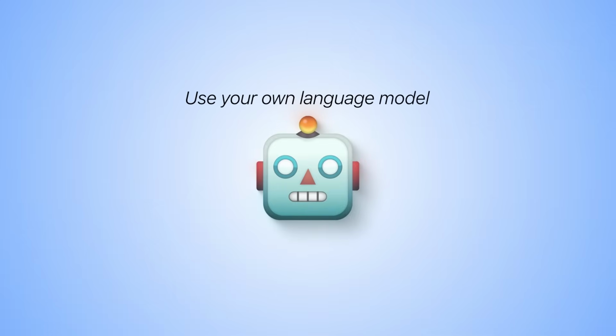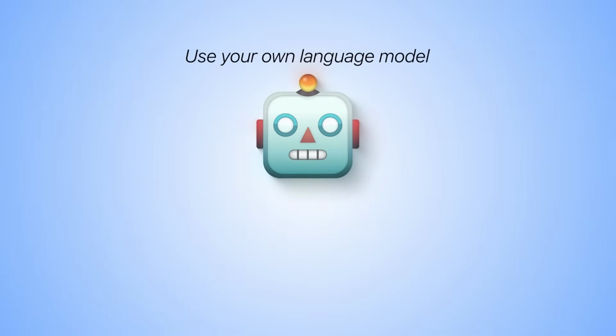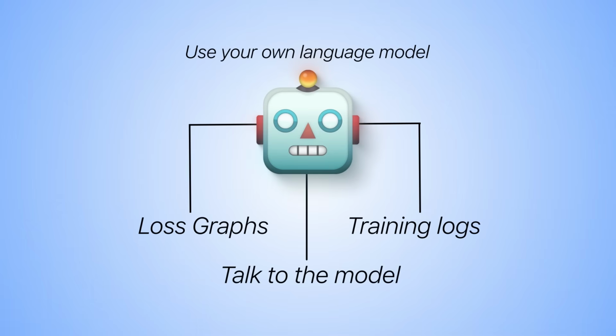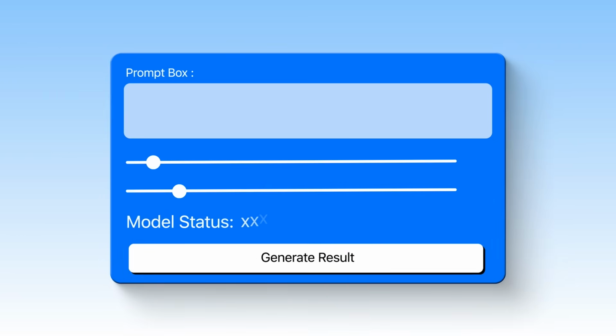After all the coding, training, and setup, this is where it finally gets exciting, when you can actually use your own language model. We're not just looking at loss graphs or training logs anymore, because we're about to talk to the model and see what it can do. To make that easier, we'll build a simple desktop interface where you can type the prompt, adjust some settings, and watch your AI generate text in real time.